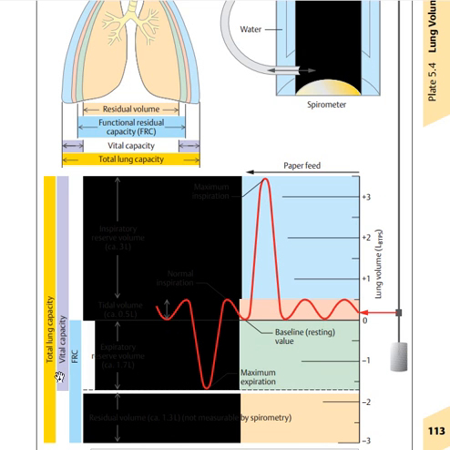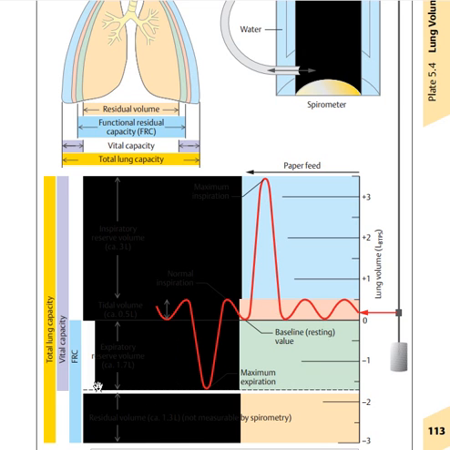Now let's define functional residual capacity. The residual volume is usually 1.7 liters. So the total volume of air inside the lungs, which is functional residual capacity, is going to be expiratory reserve volume plus residual volume, 1.3 plus 1.7, and that gives you 3 liters. So that's how to calculate.